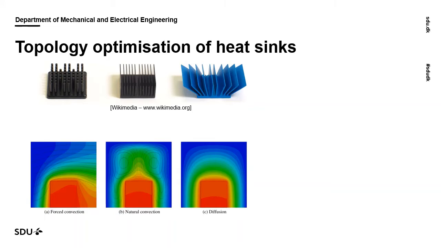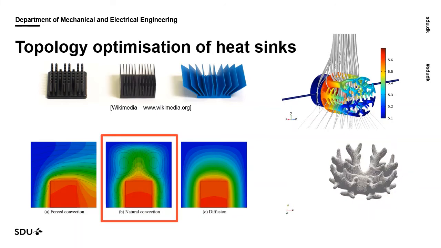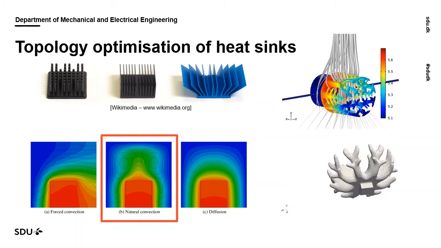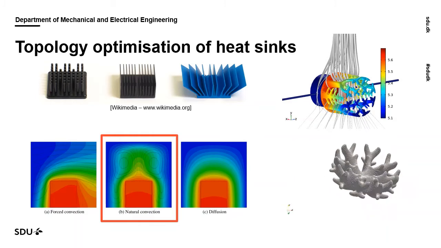There are three main ways of heat transfer. Of course, we also have radiation, but I've primarily looked at forced convection, natural convection, and diffusion. My main focus has been on natural convection, which is where I have done most of my research work, so design of passive coolers. For that I've used topology optimization, which generates in general these very complicated organic type structures that we'll look a little bit more at in a bit.